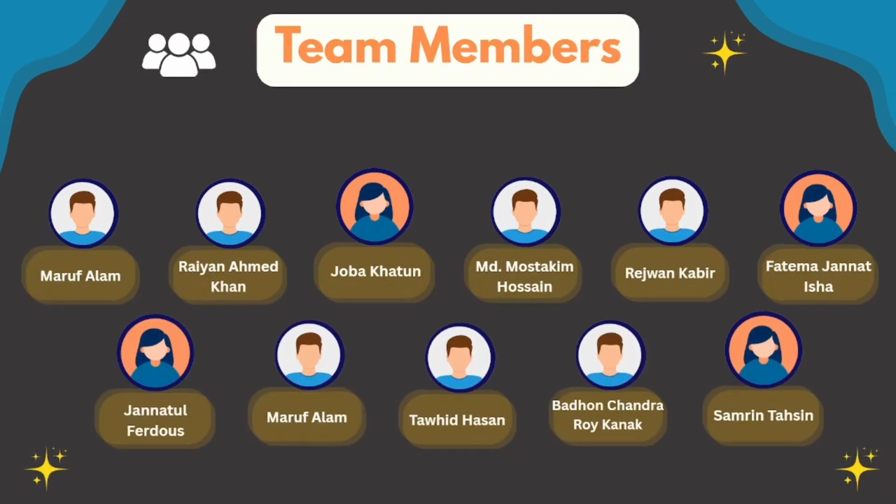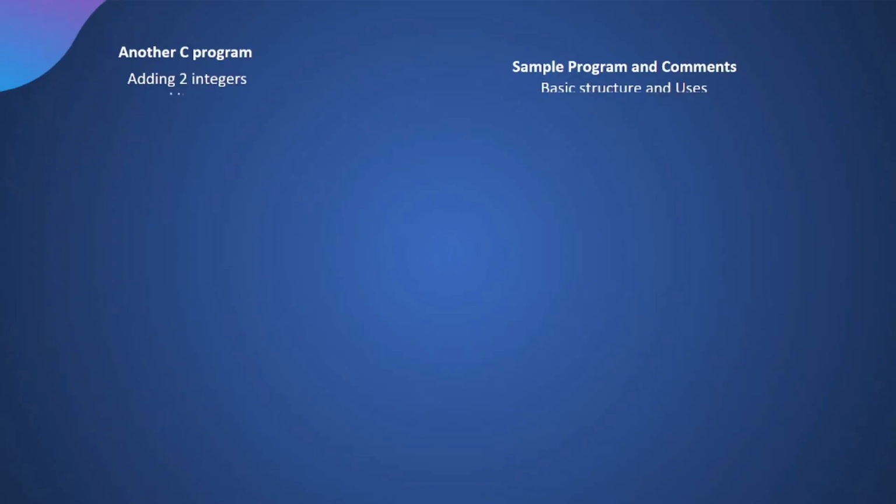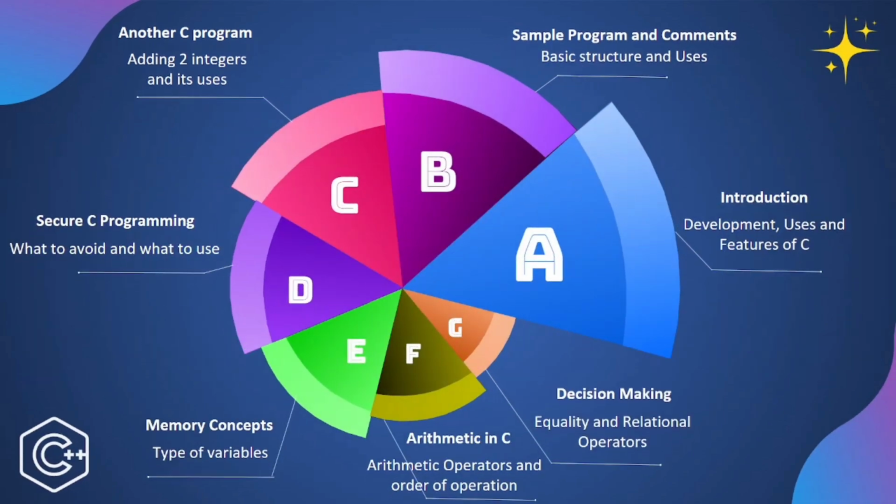Well, let me introduce our team members, and you can see all of their names. And now we're going to talk about what is there to talk about in our presentation. First of all, we're going to talk about the development, uses, and a little bit of history of C programming. Then we're going to see the basic structure of C programming, talk about comments that we use in the C programming.